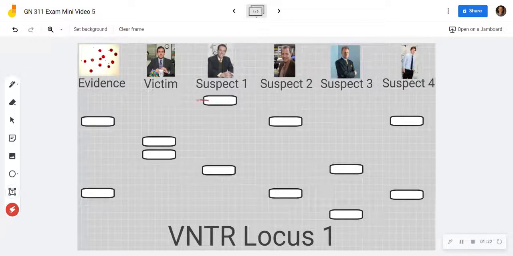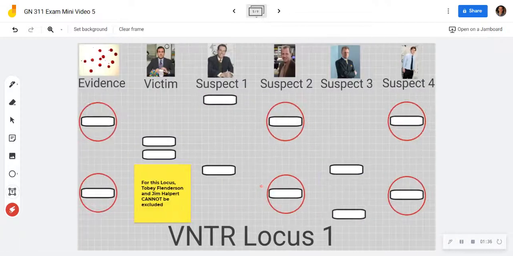Suspect 1 does not match. Suspect 2 does match. Suspect 3 does not match, but he does match suspect 1, so it's possible he is a biological parent. Suspect 4 also matches. So here we can say that suspect 2 and suspect 4 cannot be excluded from the lineup.